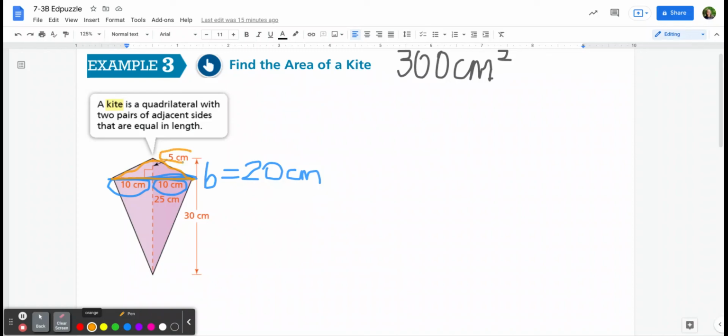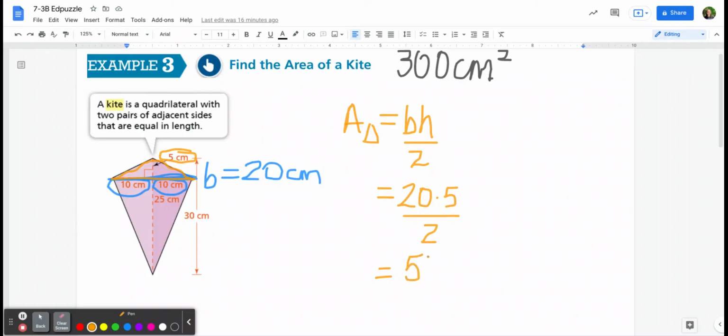The height would be 5. So I would have to find the area of a triangle, my orange triangle there, using the base of 20 and the height of 5. So let's plug in what we know. We know 20 times 5 divided by 2 is going to be our area formula. So the area of that orange triangle is going to be 50 centimeters squared.